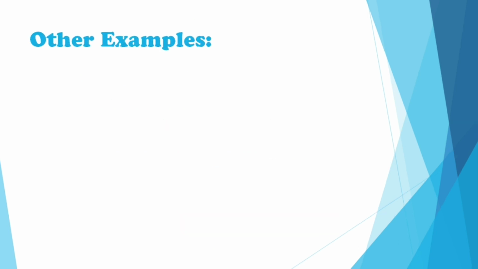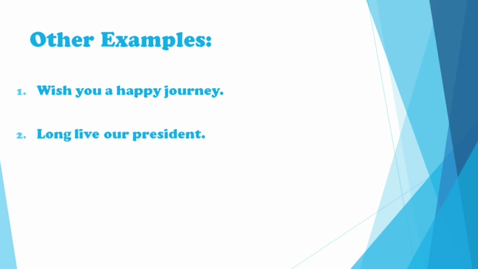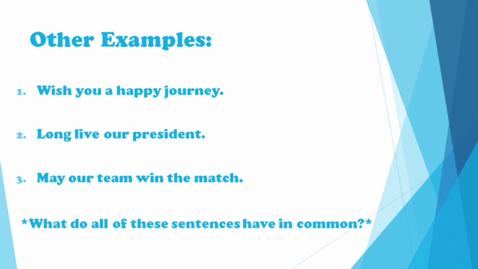Other examples: wish you a happy journey. Long live our president. May our team win the match. What do all of these sentences have in common? Every sentence starts with may, long, or wish, and ends with a full stop. That is why all of them are optative sentences.